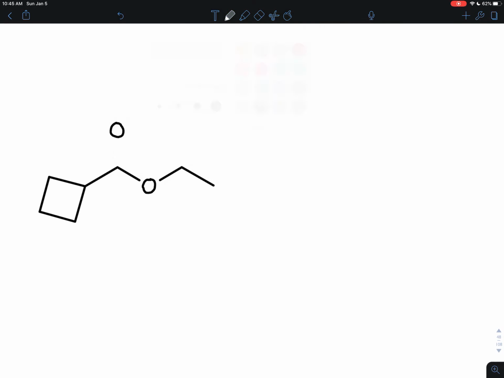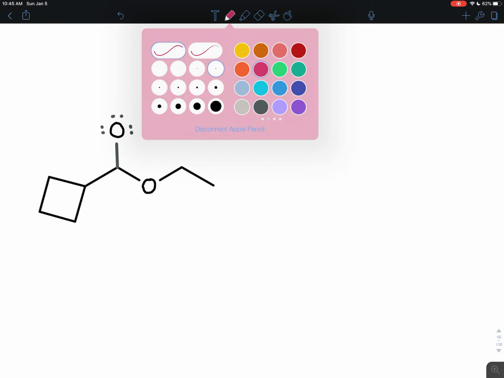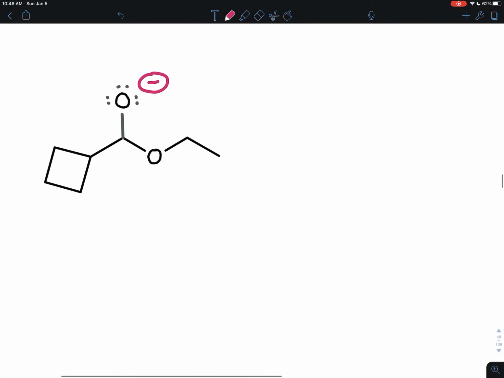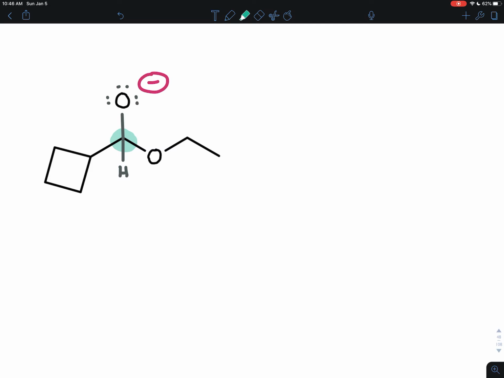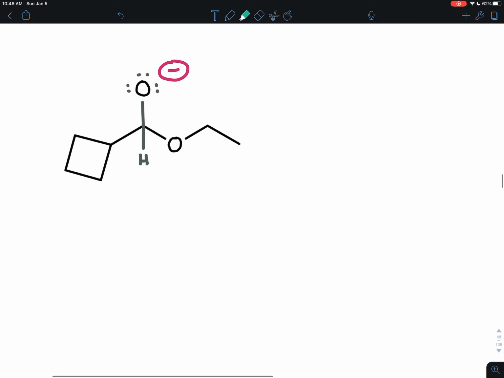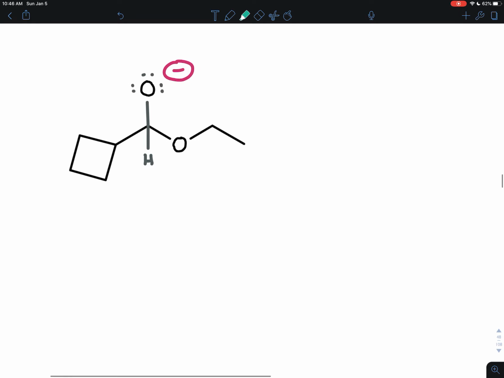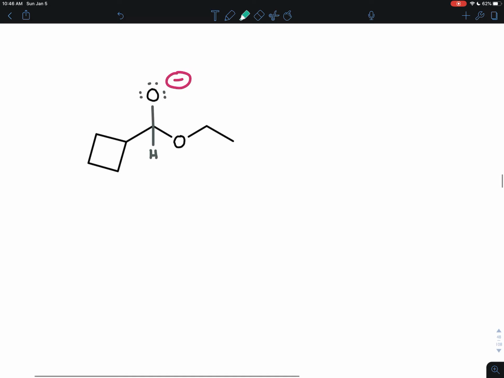So now there's only 1 bond there. This oxygen now has 3 lone pairs instead of 2, so it has a full negative charge. And we have the hydrogen going down. Okay, if you look at the carbon in the middle there, that carbon has 4 bonds and 0 lone pairs. When an atom has 4 bonds and 0 lone pairs, it is tetrahedral. So that's the reason why this is called tetrahedral. And it's also an intermediate because the reaction does not stop here.